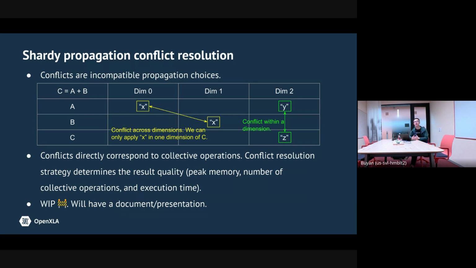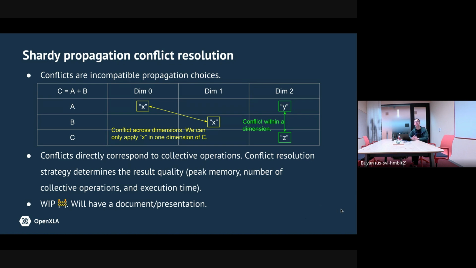However, I demonstrate 2 types of conflicts in this table. The first one is the conflict across dimensions. We have the axis x appearing in 2 dimensions at the same time, and we cannot decide which dimension of C will have this propagated axis. That's the first conflict. The second one is that we may have conflicts within a dimension. For example, for dimension 2, tensor A has the axis y and tensor C has the axis z.